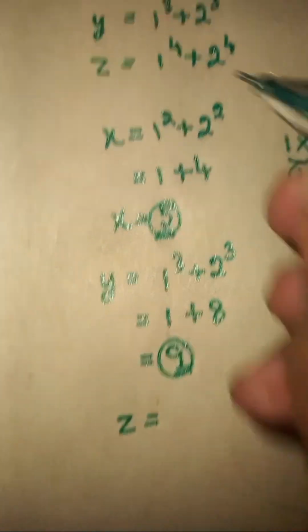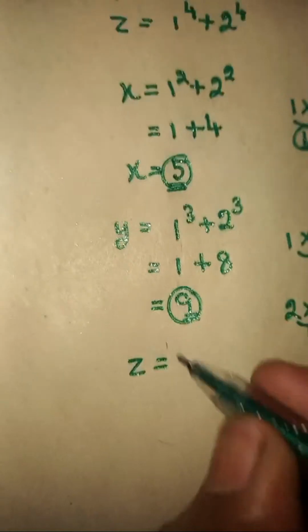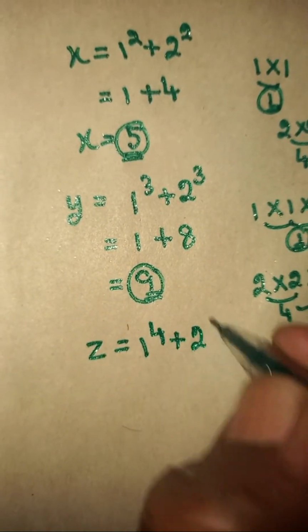And the z value is 1 power of 4 plus 2 power of 4.